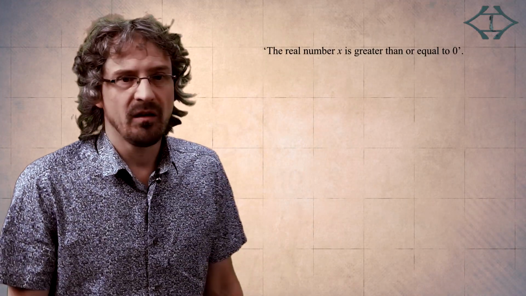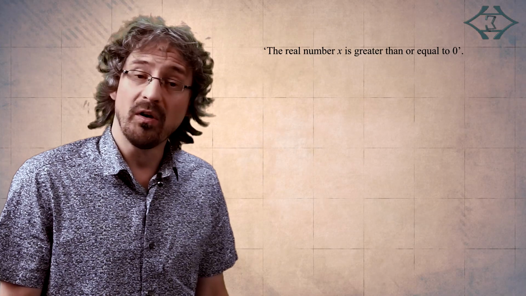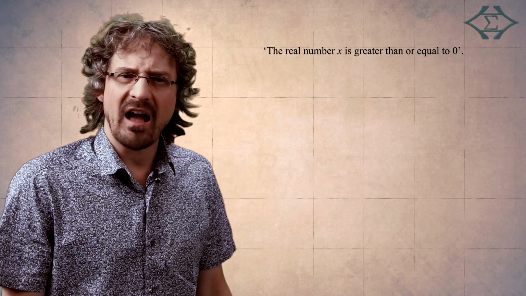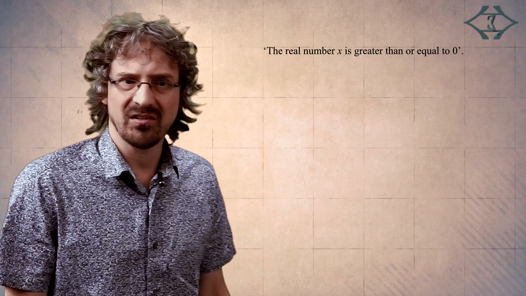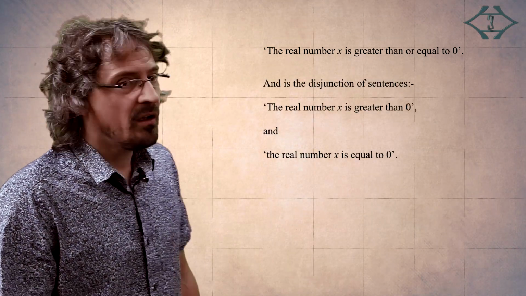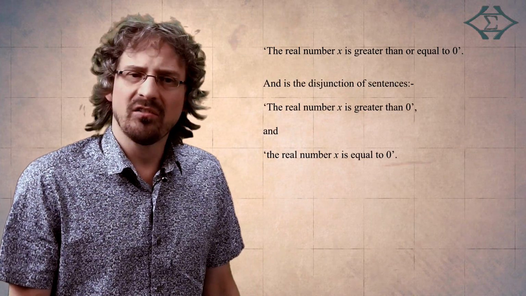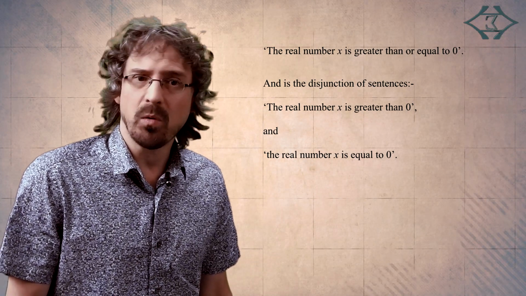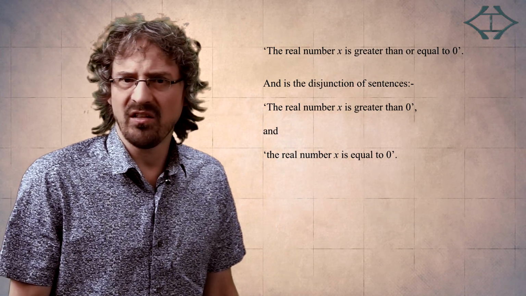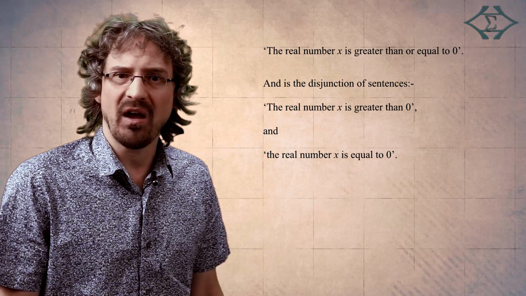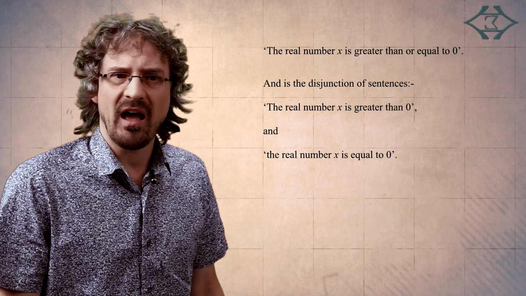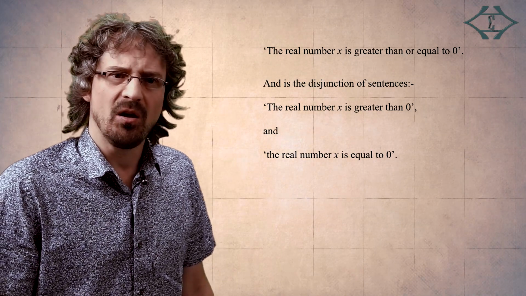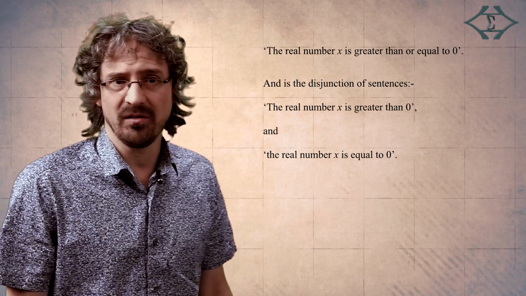A simple example of a disjunction in mathematics is by stating that the real number x is greater than or equal to 0, and is the disjunction of sentences the real number x is greater than 0 and the real number x is equal to 0. Strictly speaking, these are not statements, owing to x being perceived as a variable, and so to avoid ambiguity, we might choose to state this thusly.